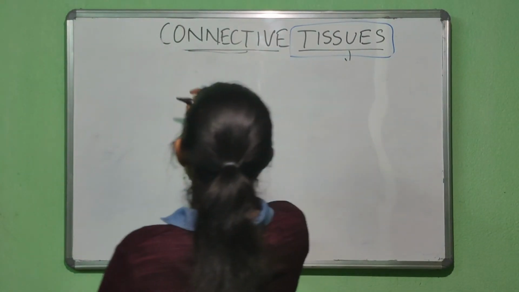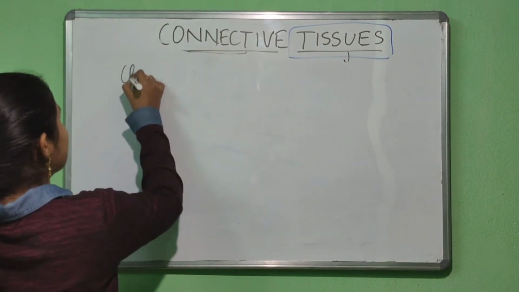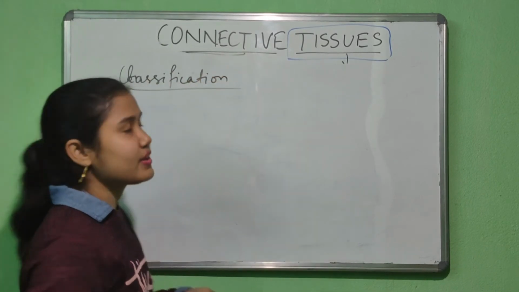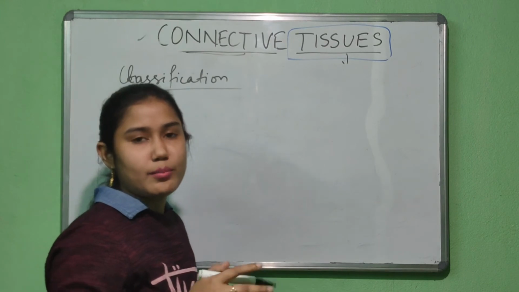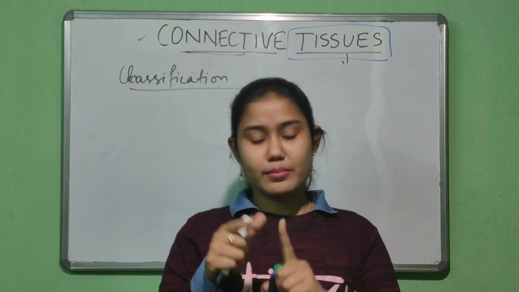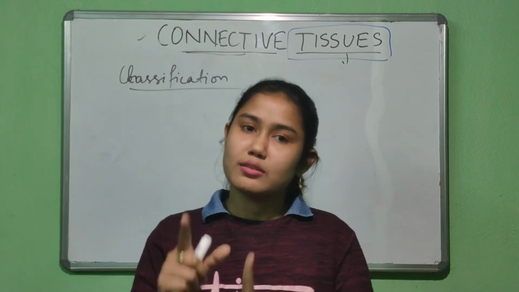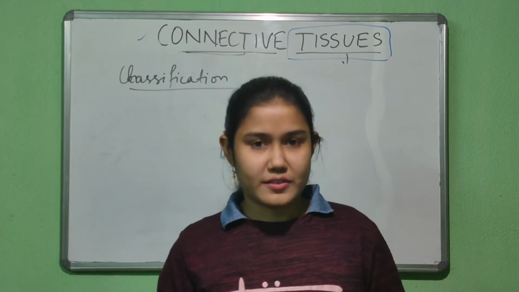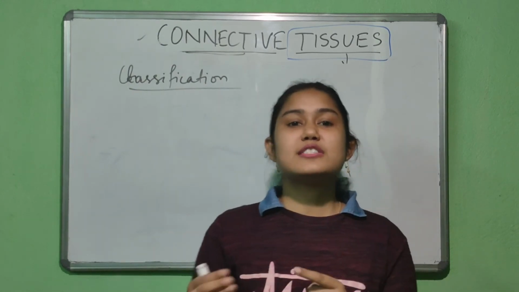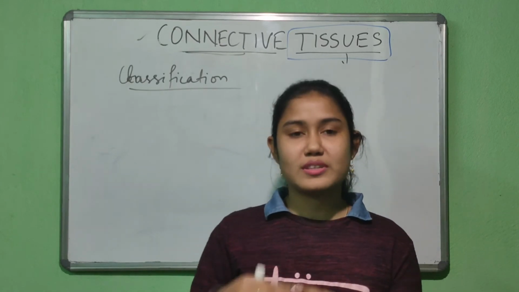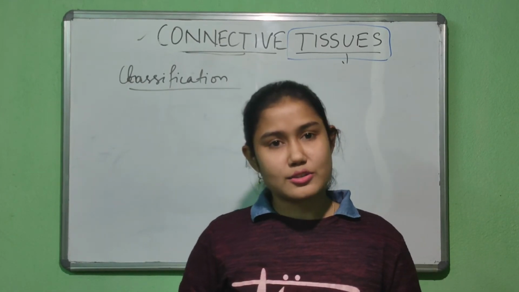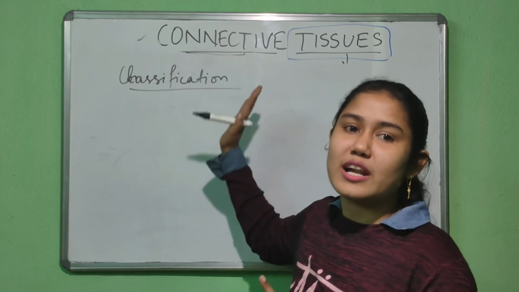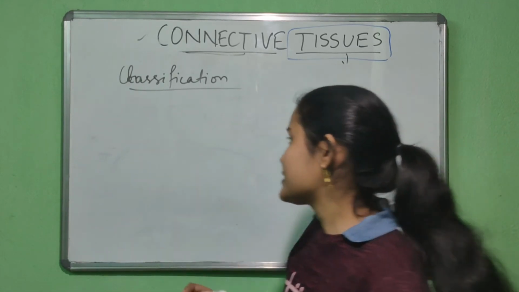Considering the classification, there is no clear-cut classification of these connective tissues. Why? Because of three factors. The first point is the diversity of the cells. The second point is the diversity of the extracellular matrix. And the third point is the difference between the relative proportions of the cells and the extracellular matrix. But don't worry, we have a scheme for the classification of the connective tissue. So let's discuss that.